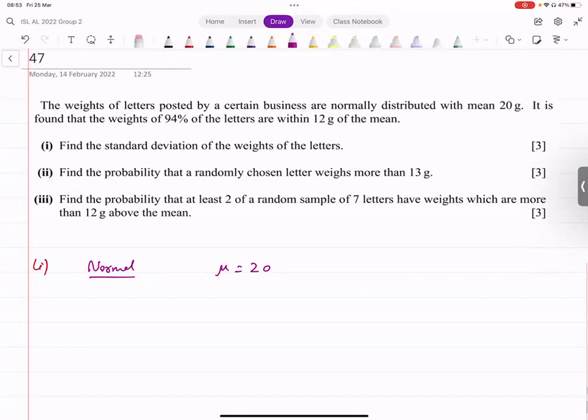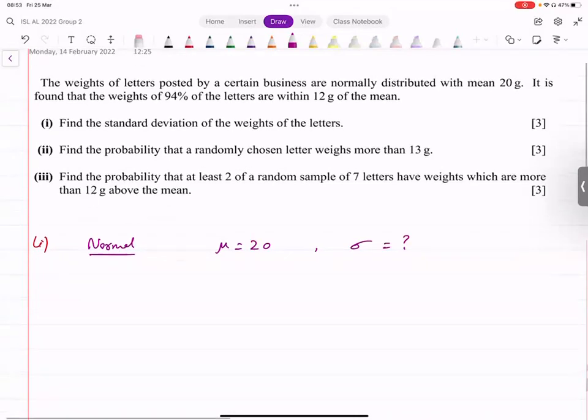Find the standard deviation. The standard deviation find करनी है। हमें क्या दिया हुआ है? 94% are within 12 grams of the mean. How do we write that?